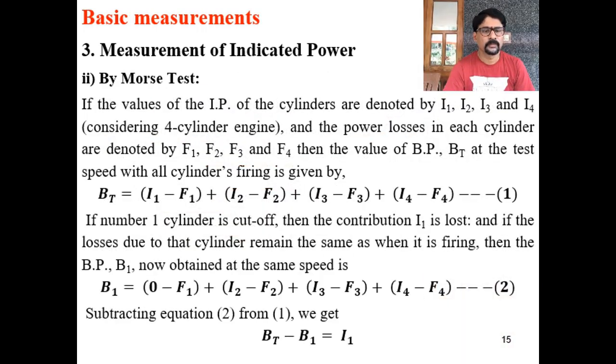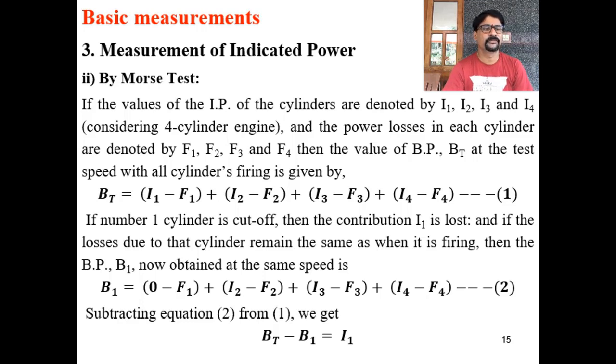So if you cut off one of the cylinders, the speed will reduce. So you have to reduce the load to bring the speed back to its original value, and you have to note down the brake power. So by noting the load and torque, the brake power is calculated.